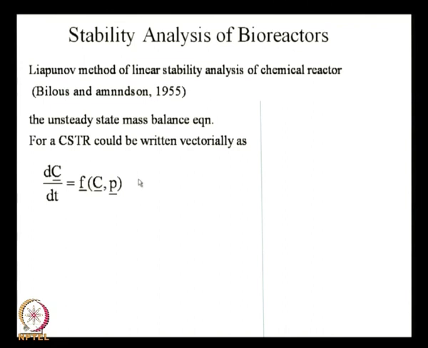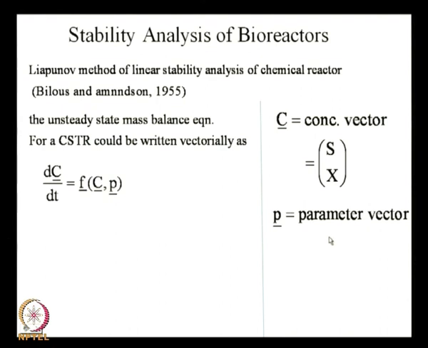Now, I want to give you a generalized way of looking at it, and therefore I use a vectorial form. If you remember, we had two components, the x and the s, the cell and the substrate. Now, we write it in the vectorial form, dc/dt equals f(c, P), and c is a concentration vector which is composed of s and x. Similarly, just because c is a vector, f also has to be a vector, a vector of functions, and P over here is a vector of parameters.